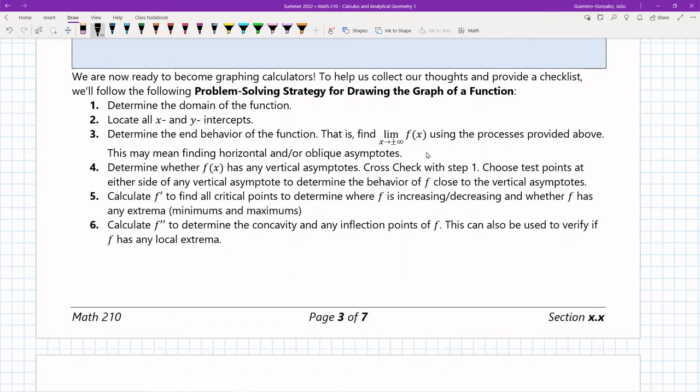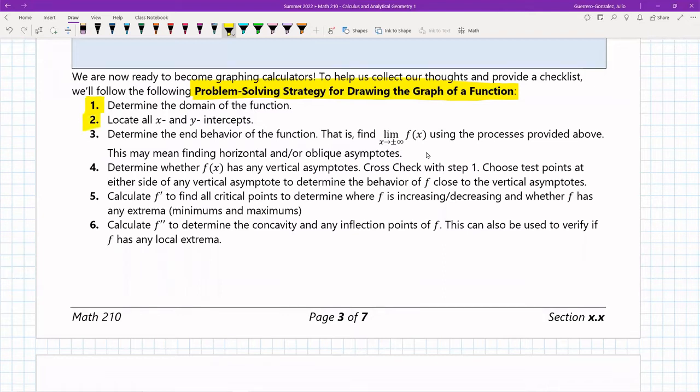And that's this right here, all of these 6 steps. This is the problem-solving strategy for drawing a graph of a function. I copied these directly from the textbook if you don't want to look at the textbook. Let me go through them really quick. Number 1, find the domain of your function. Take out all the points where you divide by 0 or take the logarithm of a negative. That'll give you your domain.